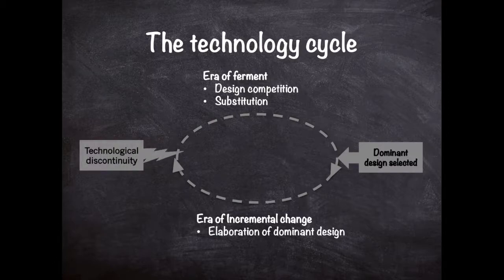Then some kind of technological discontinuity happens, and that would be the same thing as the two S-curves that we saw previously. First there was one S-curve, and then a new S-curve with a new technology came and disrupted this old paradigm, and that is the technological discontinuity in this model. So it's another way to describe roughly the same thing.